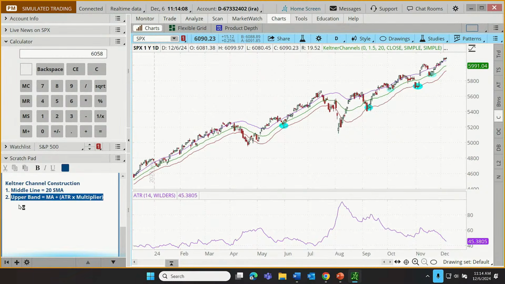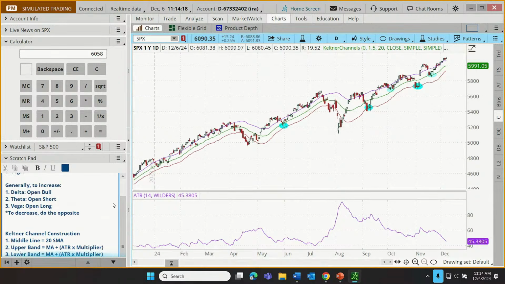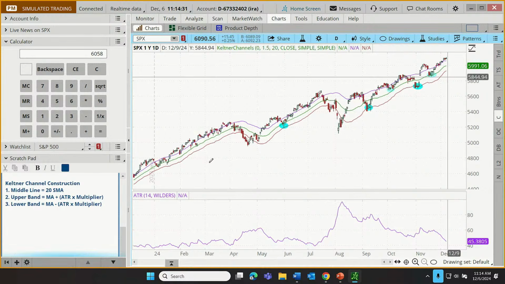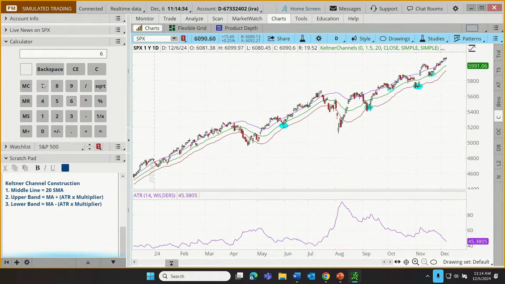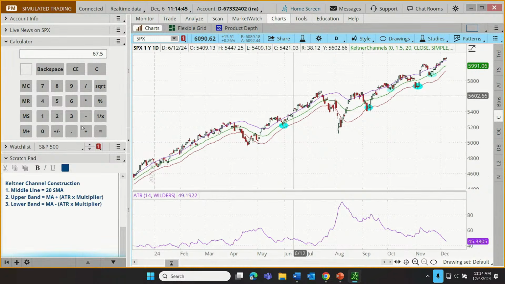And what do you suppose the lower band is? Just here, our lower band. Whoops. Let's scroll that back up there. It is equal to the moving average minus the ATR times the multiplier. So we take the 59.91, take our ATR, it was 67.5, times our multiplier. Subtract 67-ish from 599.1-ish. Let's do it.